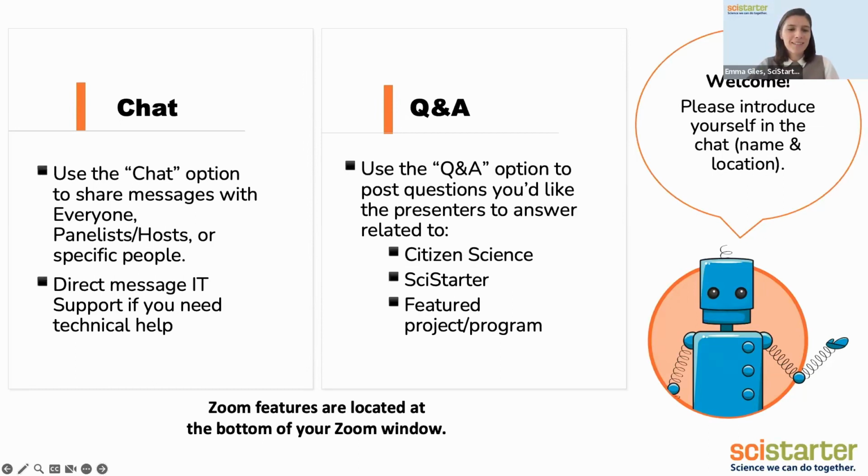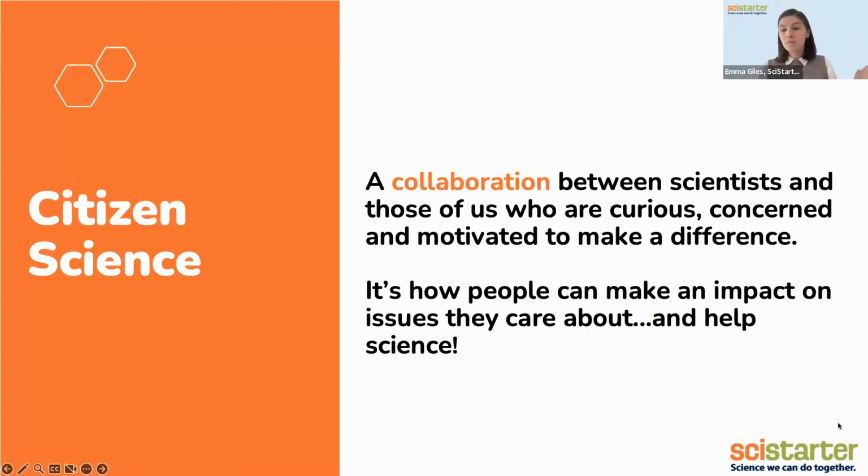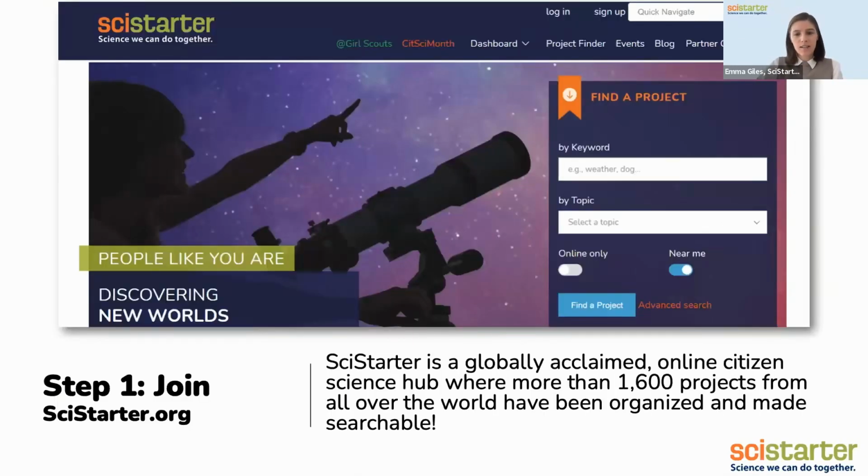Okay, so you are likely up to speed on this, but just so we're all on the same level of understanding, what we define as citizen science is a collaboration between scientists and those of us who are curious, concerned, and motivated to make a difference. It's how people can make an impact on issues they care about and help science. So that includes a lot of things, and the first thing to get started to do all those things is join SciStarter. That's who we represent.